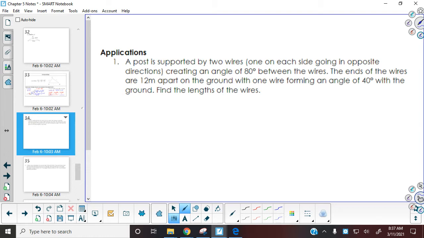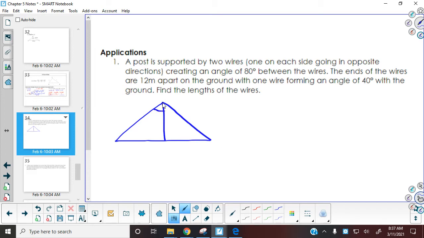So now we have to draw a picture. A post is supported by two wires, one on each side going in opposite directions. So let's go ahead and draw. We got a post, we got a wire going this way, a wire going this way, we got the ground coming this way. Then it says creating an angle of 80 degrees between the wires.